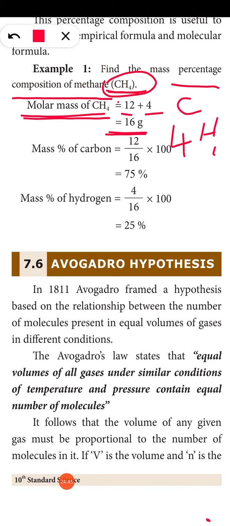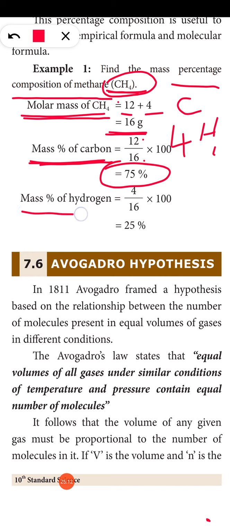Then mass percentage of carbon: first we calculate the mass percentage of carbon. Use the formula: mass of the given element. Mass of the element is 12 gram, the carbon element mass, divided by molar mass of the compound, that is 16 gram. So 12 divided by 16 into 100 is equal to 75%.